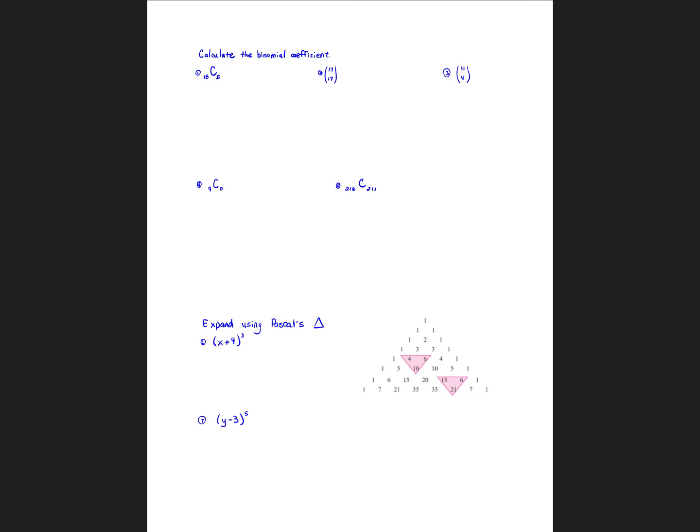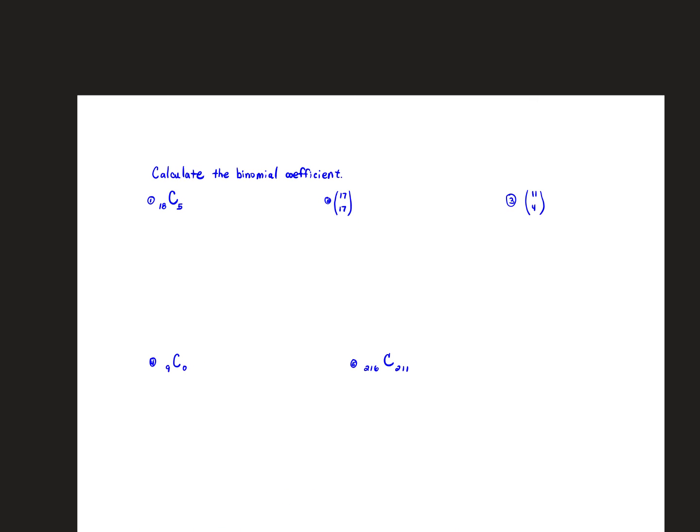All right, 8.4 quiz tomorrow. Pascal's triangle and calculating the binomial coefficient. There will be 5 questions. How many questions tomorrow? 5 questions. There will be 2 calculating the binomial coefficient. That's this top section. 2 of those.